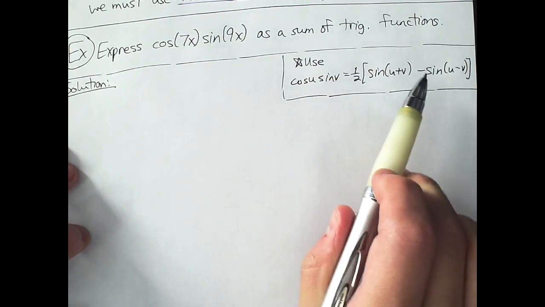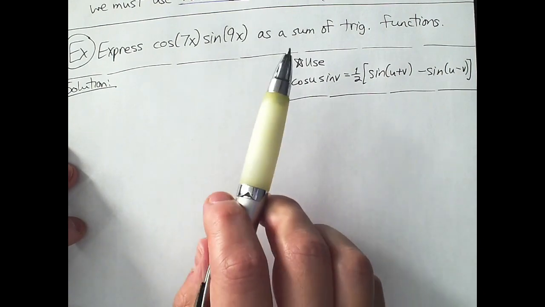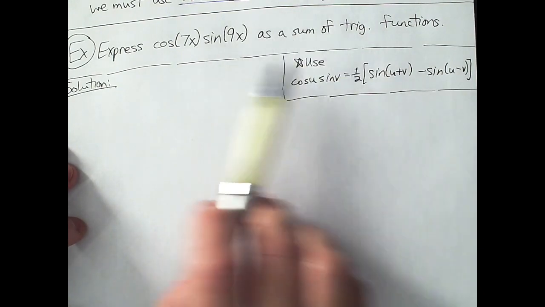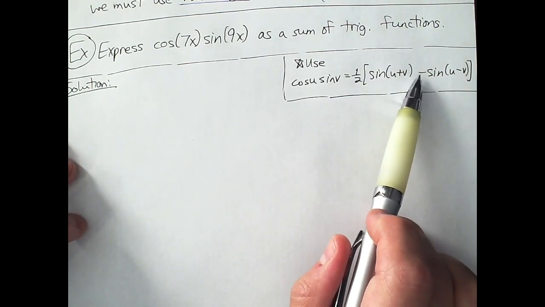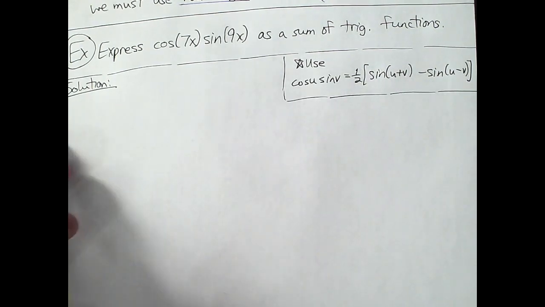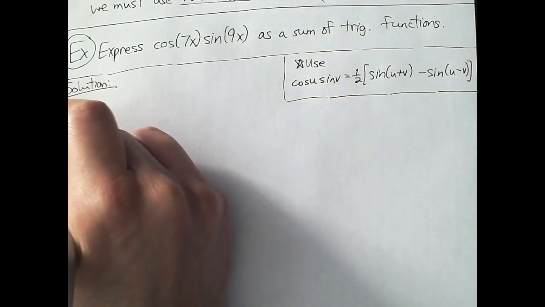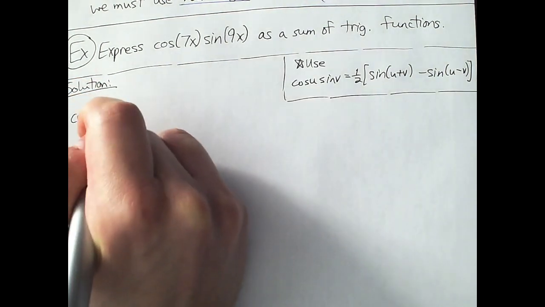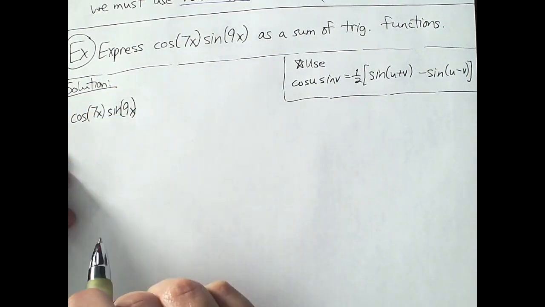Okay. There's a minus sign in here. We have to be careful because the problem told us to express this as a sum of trig functions, and I'm worried that we're going to get a minus, and it's not really going to be a sum. It's going to be a difference. Anyway, let's just get started and see what happens. So cosine 7x sine 9x. So you kind of see what u and v are supposed to be.